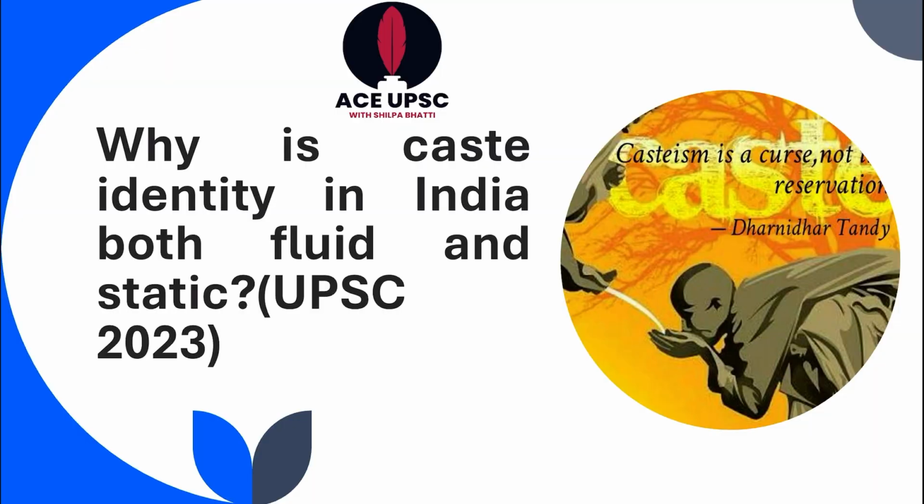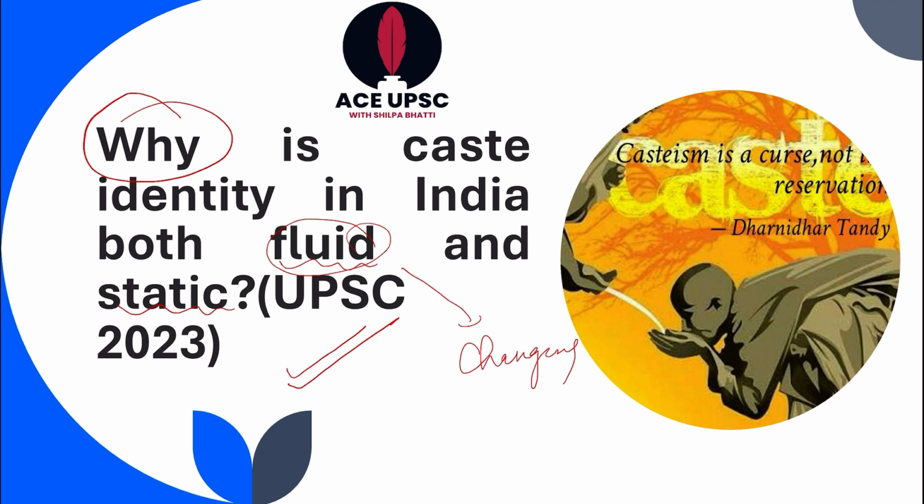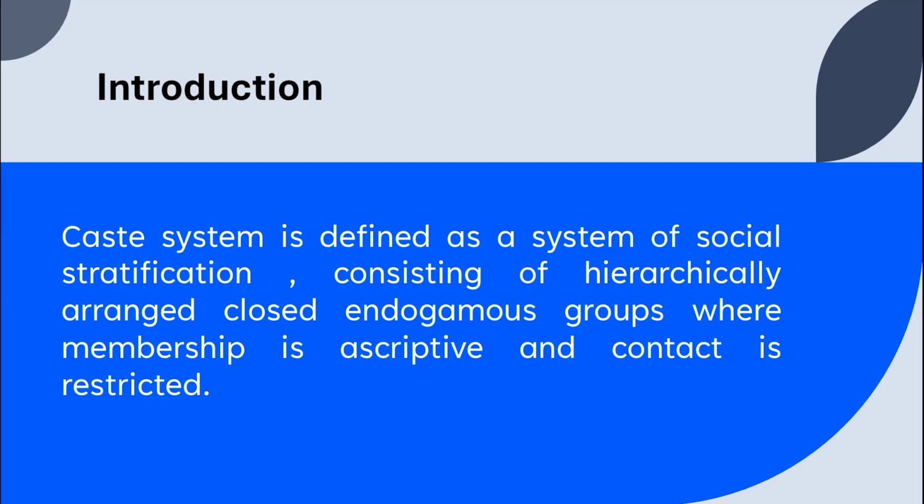Now next is, why is caste identity in India both fluid and static? Now it is asking why. Previous question was how, or has it lost its relevance. Through example you have to show it has lost its relevance and not lost relevance. Here, why caste identity in India is fluid means it is changing. Static means it is still the same. Now here you will write the agents of change when you are discussing it is fluid, right? Start will be similar. You define it.